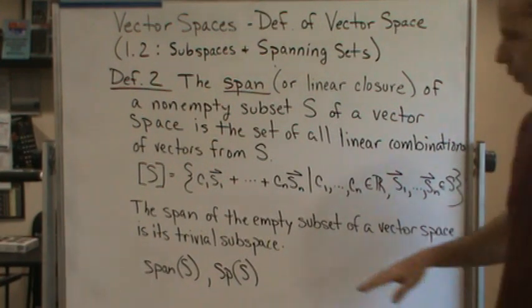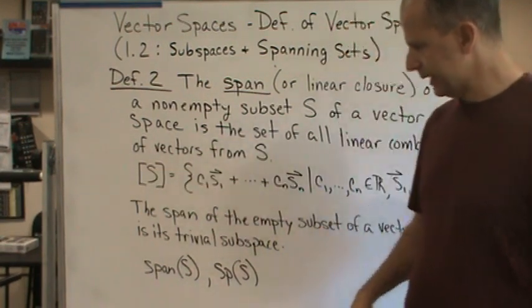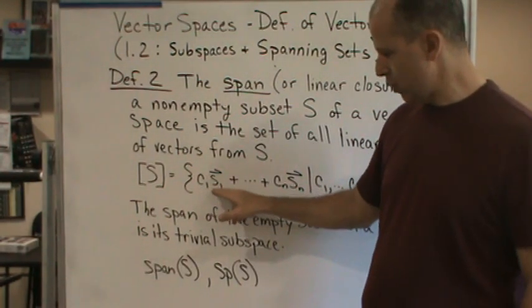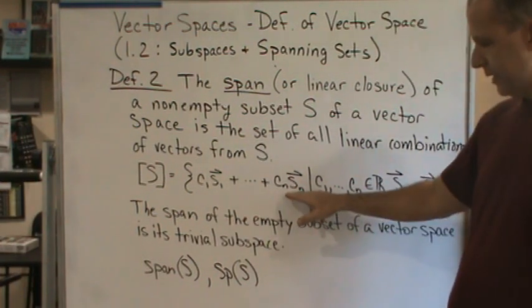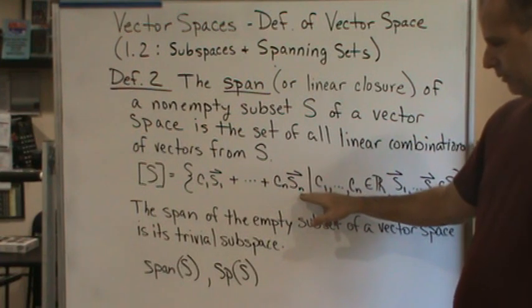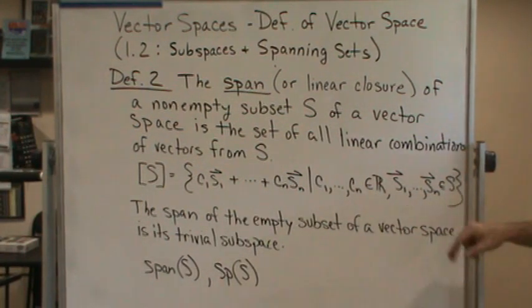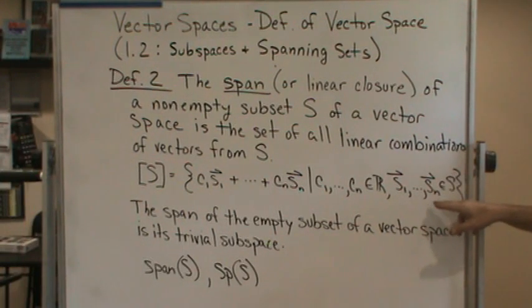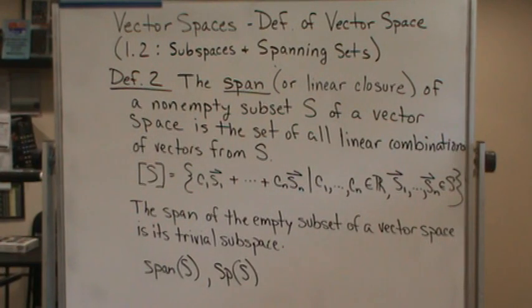Okay? So the way we denote it is this way. We have S in square brackets, and we have the set notation, and it says C sub 1 times vector S sub 1 plus all the way to C sub n times vector S sub n, such that C sub 1 through C sub n are real, and the vectors S sub 1 through S sub n are all elements of S. Okay? So in other words, it's just all of the linear combinations of the vectors in S. And that would be what we define as the span.